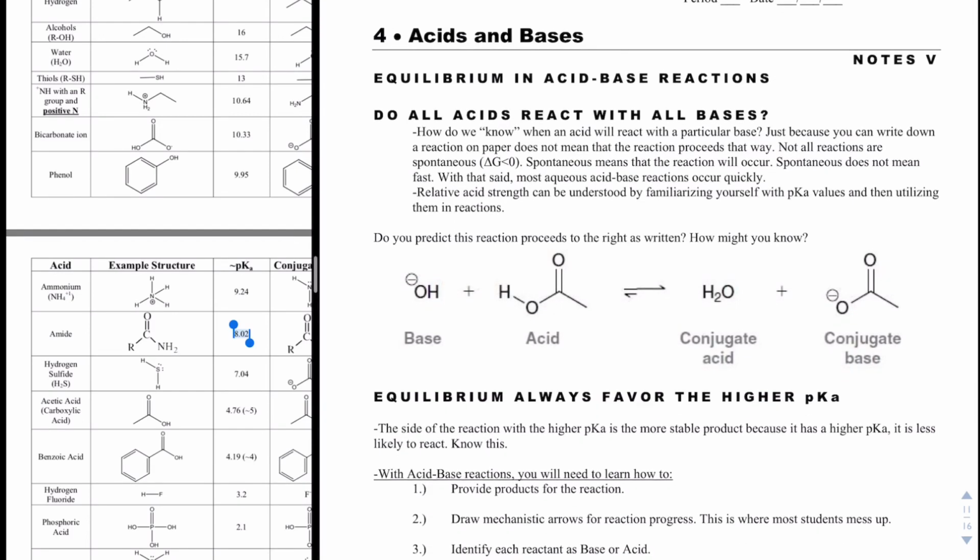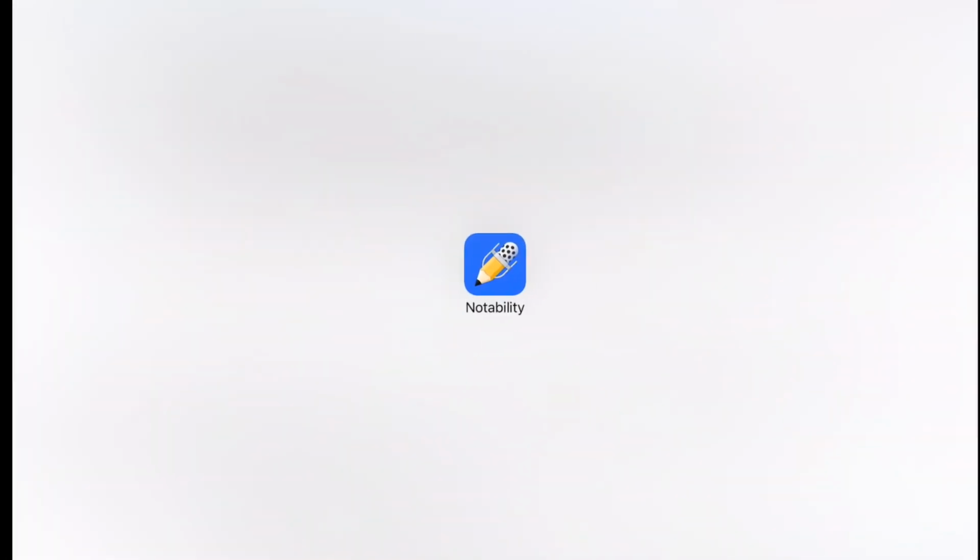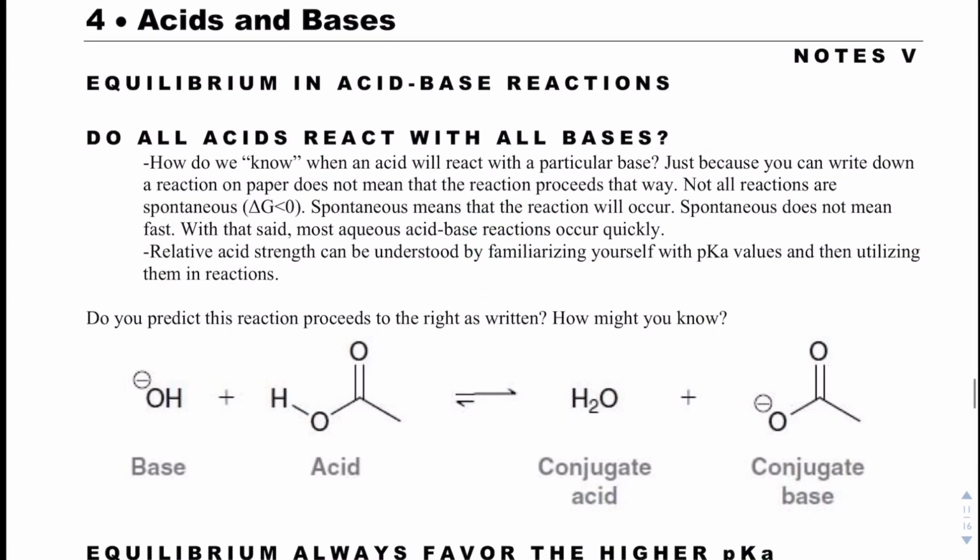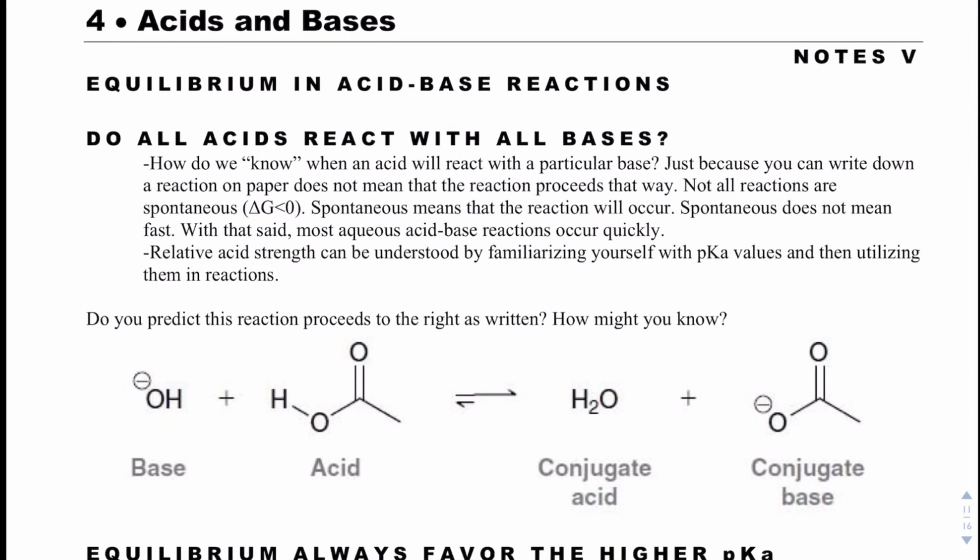Okay, now notes 5, and I can open up our pKa table later if we need it, is what we're going to do a lot of in this unit. So you want to try to get this down. You may have to rewatch this video. So how do we know when a reaction will react with a specific base? Just because you can write it down on paper doesn't mean it actually happens.